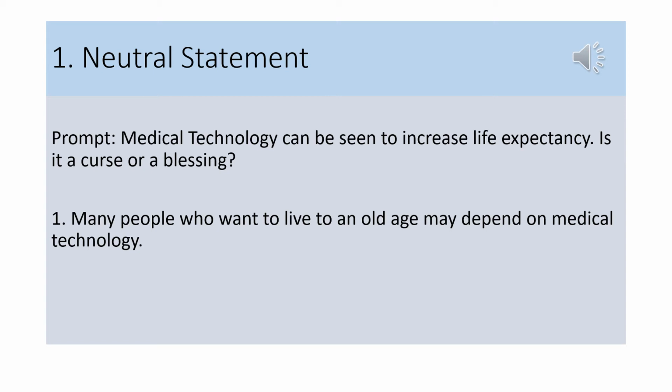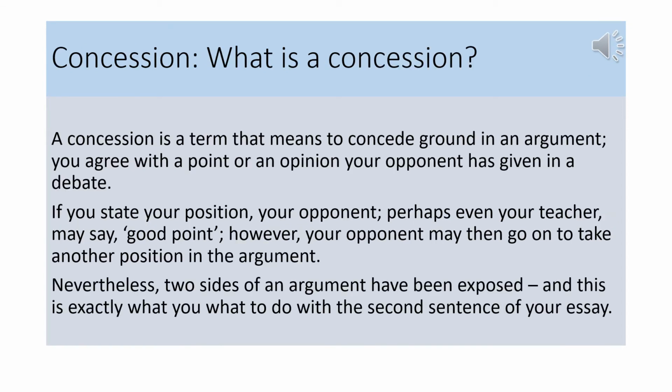Many people who want to live to an old age may depend on medical technology. So medical technology now has been moved to the end of the sentence, and many people who want to live to an old age, an adjective clause was thrown in there, and that kind of defines life expectancy. So this is always the best way to do it. Just rewrite it, flip the subject and object if you can, and just rewrite it so the meaning is the same. I guess first of all we should talk about what a concession is. Concession is just a term that comes from debating, usually.